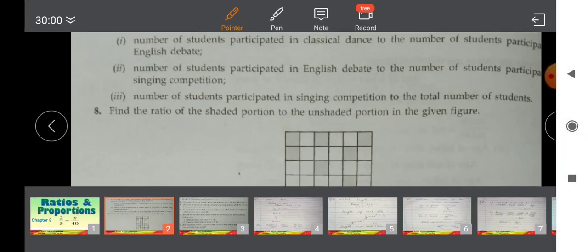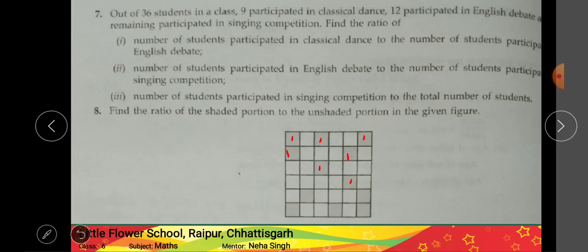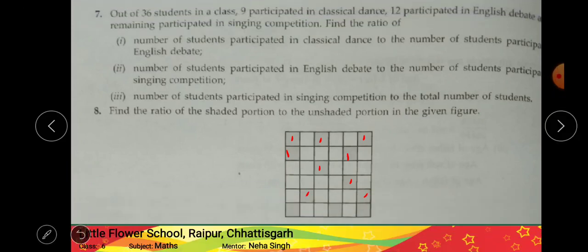See, this fraction part you have solved in primary classes. How much is the shaded part? 1, 2, 3, 4, 5, 6, 7, 8, 9, 10. Sorry, this is not the shaded part. 11 and 12. So shaded part is 12 and unshaded part is how much?